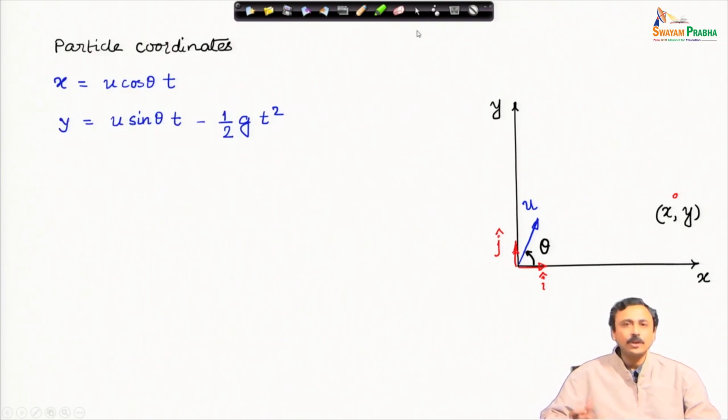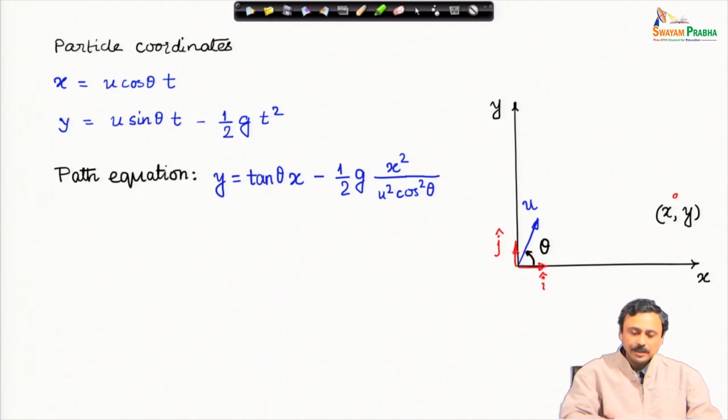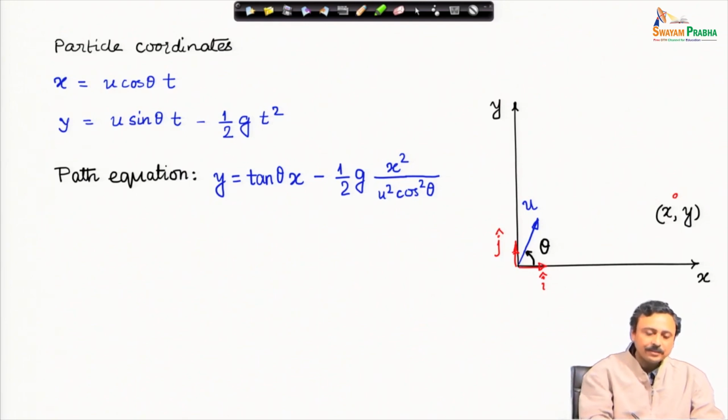Now, the coordinates of the projectile, the particle, can be very easily obtained. You have seen this before, I am sure. So, the x coordinate varies as u cos theta times time, and the y coordinate varies as u sin theta times time minus half g t square. Now, the path of this particle can be found by eliminating this time.